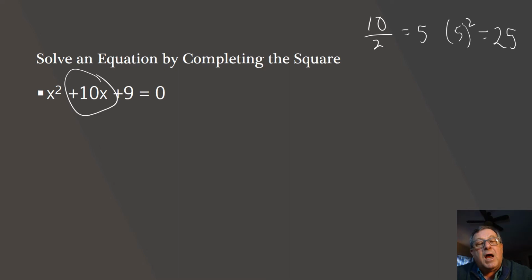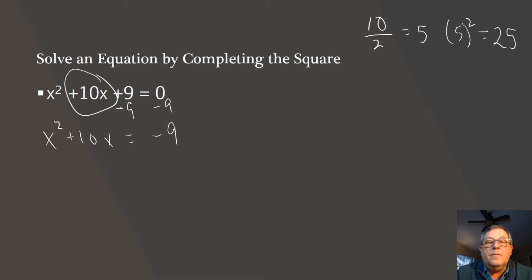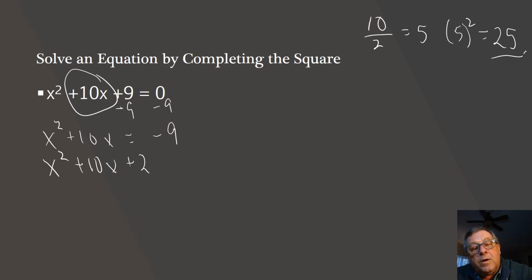And now I'm going to move this 9 over. I'm going to subtract 9 from both sides of this equation. And then we're going to have x squared plus 10x equals negative 9. And let's see, now let's complete the square. So I'm going to add 25 to both sides. I'm going to add this square to both sides. x squared plus 10x plus 25 equals negative 9. And if I add 25 to the left, I've got to add 25 to the right, plus 25.